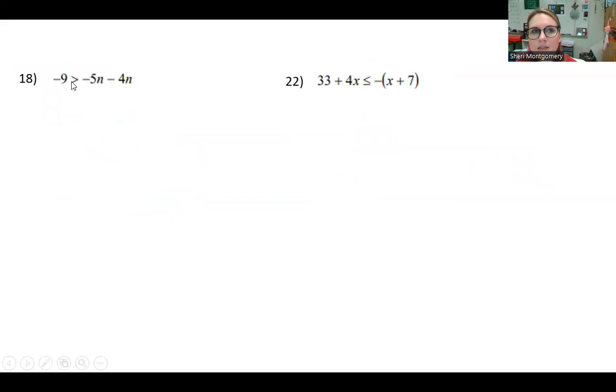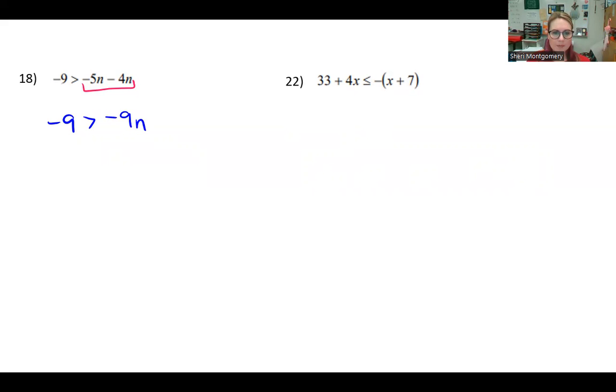Question 18. What's different about question 18? Yeah, I suppose that is different for sure. There's 2 n's. So first thing that we have to do is combine like terms. Let's put these together first. Well, I have -5 and I'm subtracting 4, so I'm getting more negative. So what's -5 minus 4? -9.